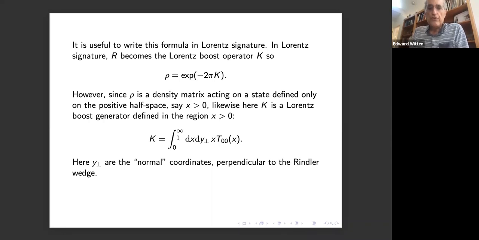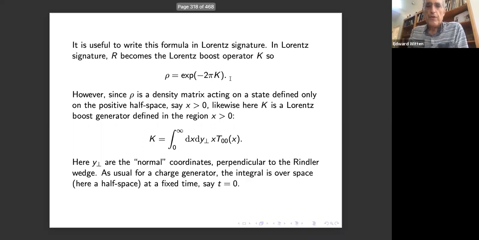So K is given by the usual formula for the Lorentz boost generator, except we only integrate over positive x. And in this formula, I've included the transverse coordinates y perp, perpendicular to the Rindler wedge, which have been doing nothing but sitting there throughout the discussion. So this is a very rare case when you can make an explicit formula for a density matrix of a quantum field. And we'll use it near the end of this lecture in an application.